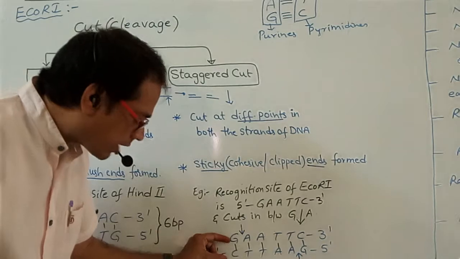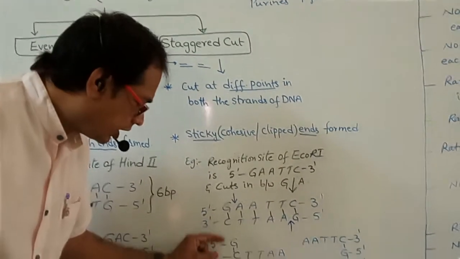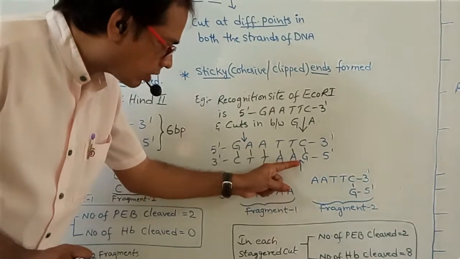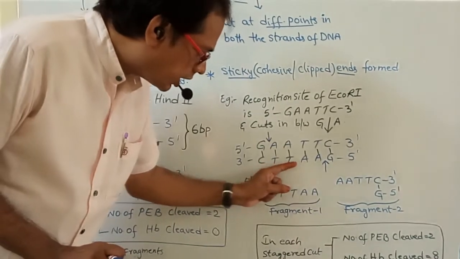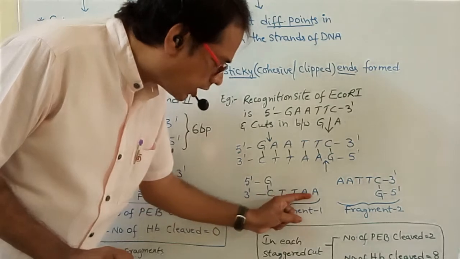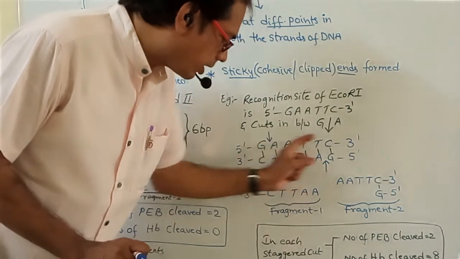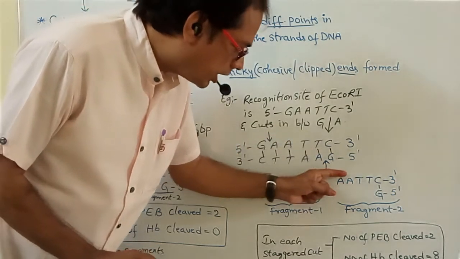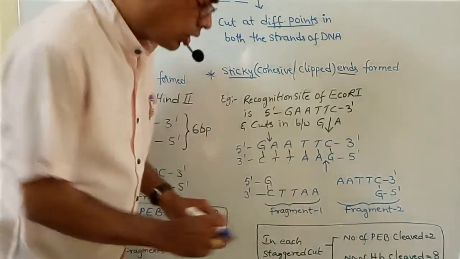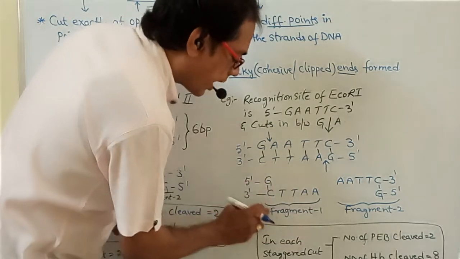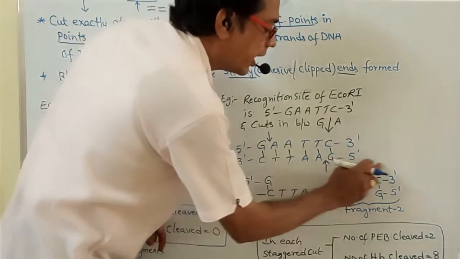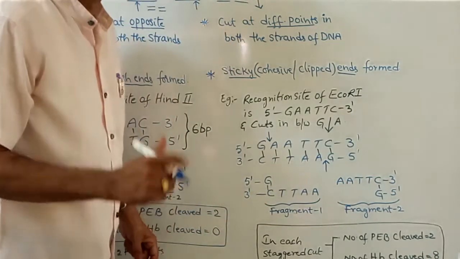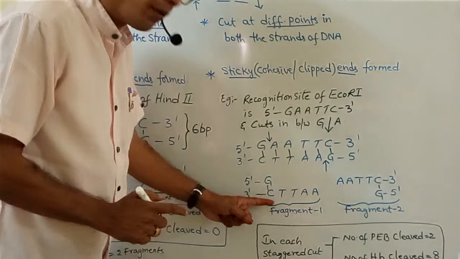So this fragment I have written. See, G pairs with C. So cutting occurs here, no? That's why CTTAA. And another fragment. Here it is broken, no? AATTC, AATTC G. So this entire thing is a fragment. This is also an entire thing, another fragment. How many fragments are formed? 2 fragments are formed.